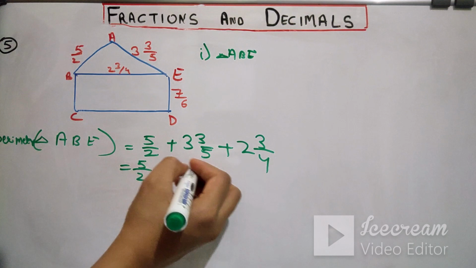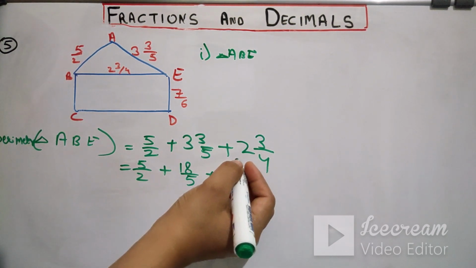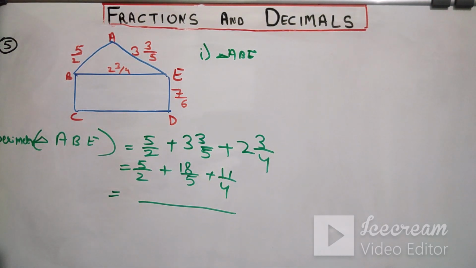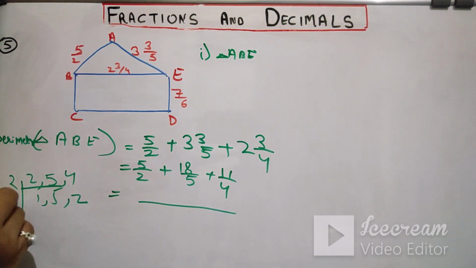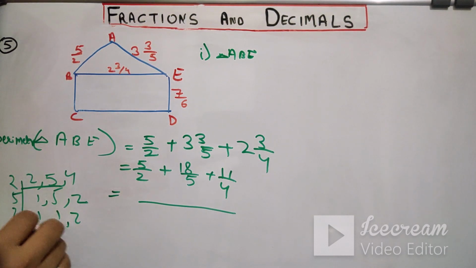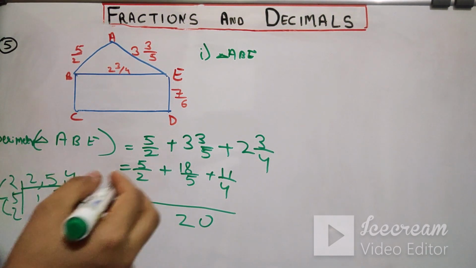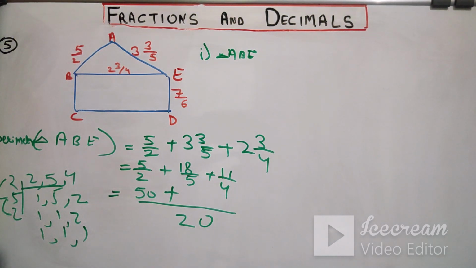5 by 2, 3 whole 3 by 5: 5 into 3 is 15, plus 3, 18 by 5. And 2 whole 3 by 4: 4 into 2 is 8, 8 plus 3, 11 by 4. When we take the LCM of all these numbers, what do we get? Is it visible? Yes. So 2, 5, 4 we take like this. 2 into 5 is 10, 10 into 2 is 20. So 20 is the LCM. Then 20 divided by 2 is 10, 10 into 5 is 50, plus 20 divided by 5 is 4.